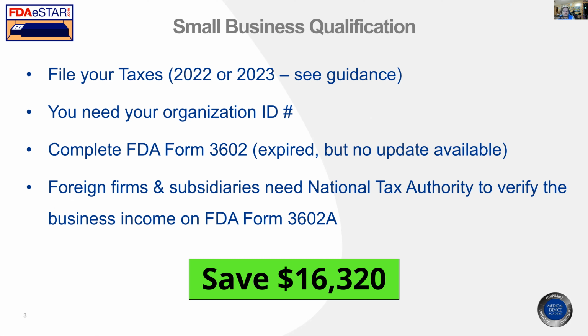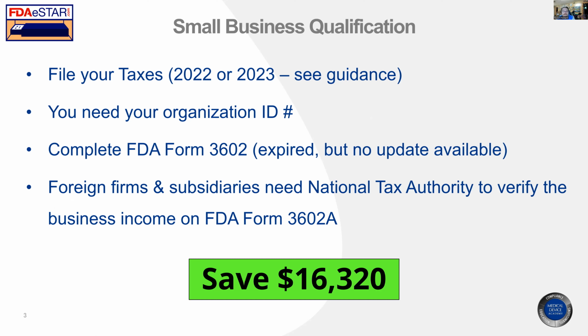You're going to need your organization ID, but we have a video about how to obtain the organization ID from your DFUF account when you create that, and it's free to create a DFUF account. And you have to complete FDA Form 3602 if you're a U.S. company. If you're a foreign business, you also have to fill out Form 3602A. Regardless whether you're U.S. or foreign, subsidiaries and parent companies, you have to submit those Form 3602s and 3602As as well. And all this is worth your time because it only takes a couple hours to do all the documentation for this, and you save $16,320.